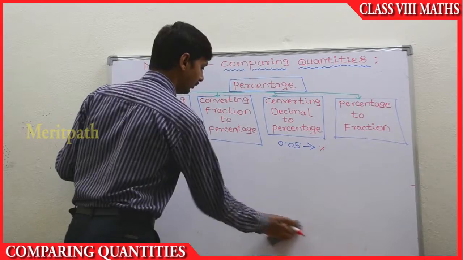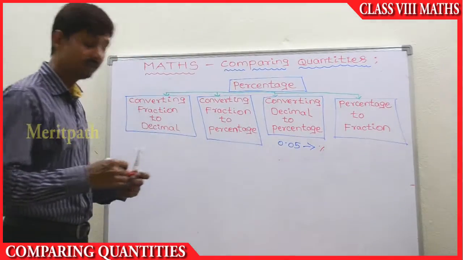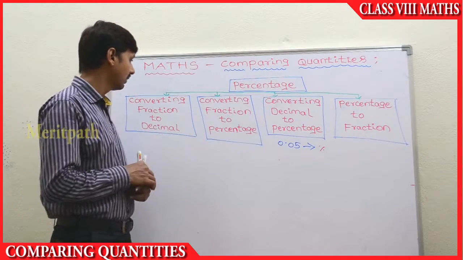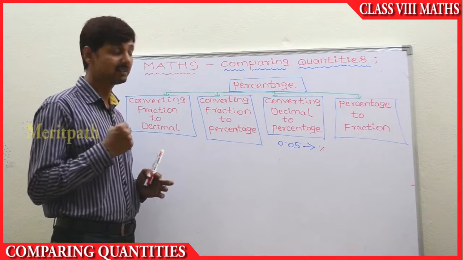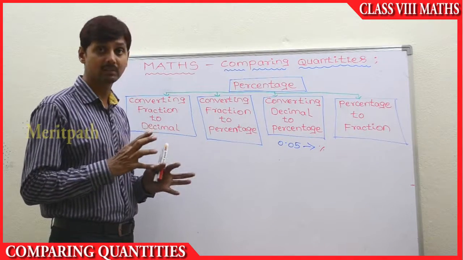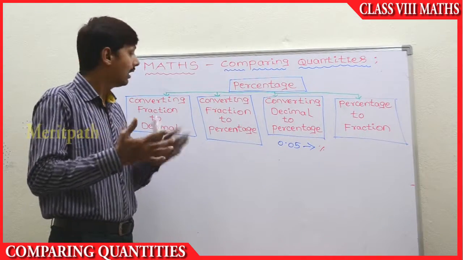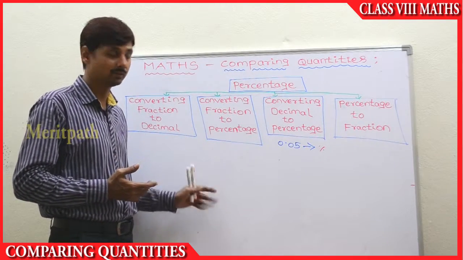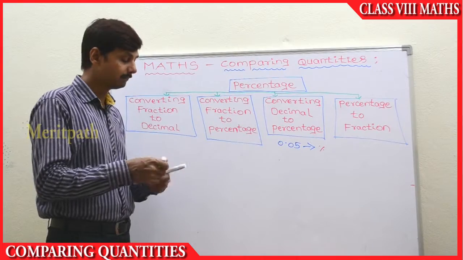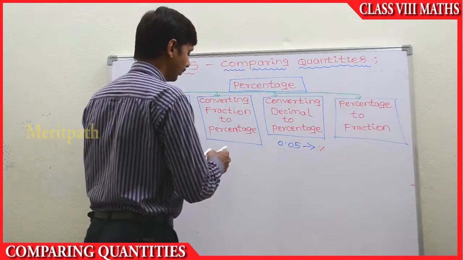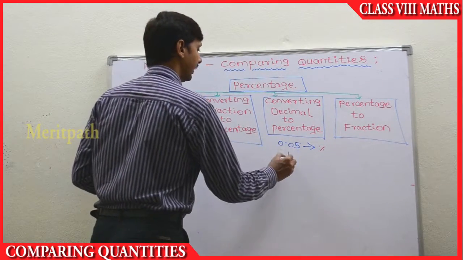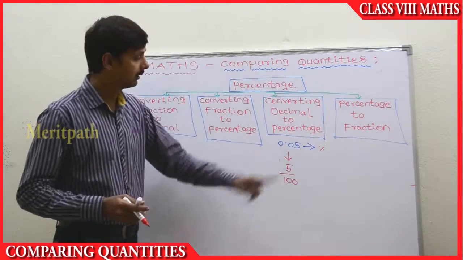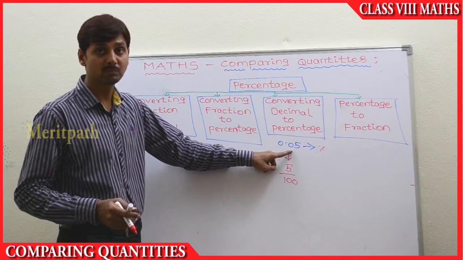So 0.05. First thing, we need to change this decimal into the fraction. We have learned how we changed the decimal into the fraction in previous classes. So 0.05 is the decimal. Let's change it to fraction. Then the fraction can be changed into percentage, as we have learned just before. So 0.05, let's change this value to the fraction. That is, it becomes 5 divided by 100. The reason is that after the decimal point we have 2 decimal places.